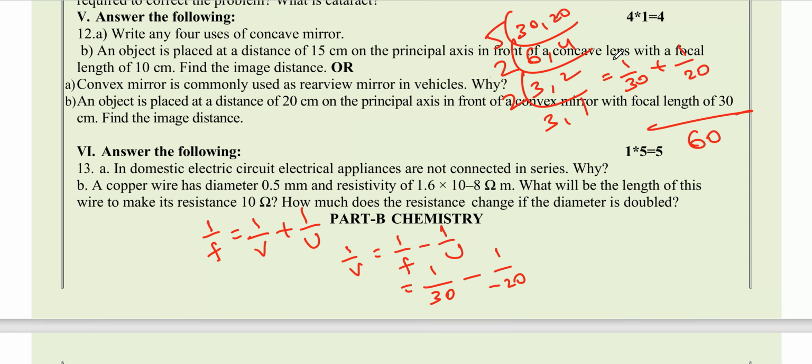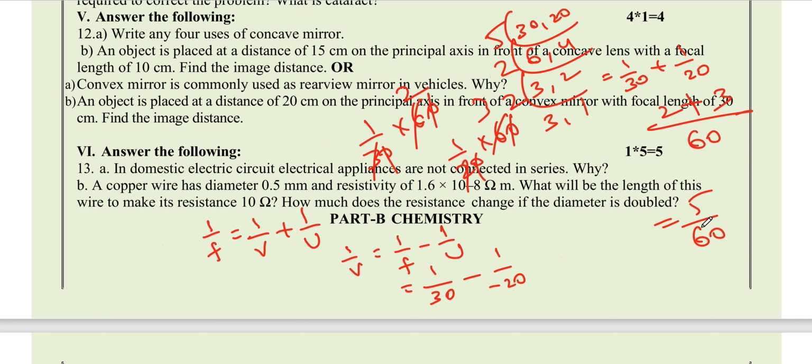This entire term 1 by 30 multiply by 60, the 0s get cancelled, 3 1s are 3, 3 2s are 6, 2 1s are 2. Plus, again this entire term 1 by 20 multiply by 60, 2 1s are 2, 3 1s are 3. 2 plus 3 is 5, 5 by 60, 5 1s are 5, 5 12s are 60, so answer is 1 by 12. 1 by v equals 1 by 12, v is equal to 12 by 1, so the answer is 12 centimeters.